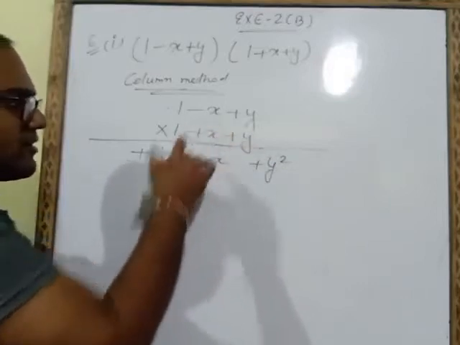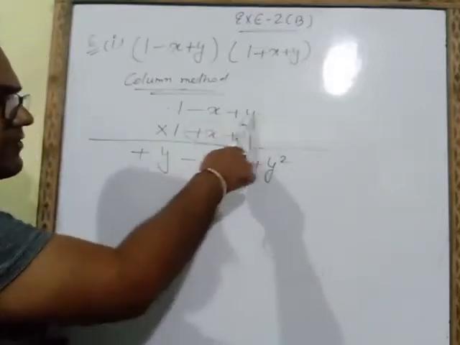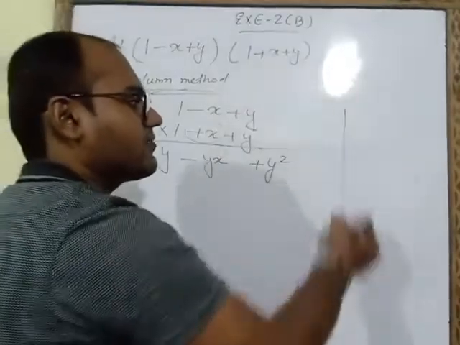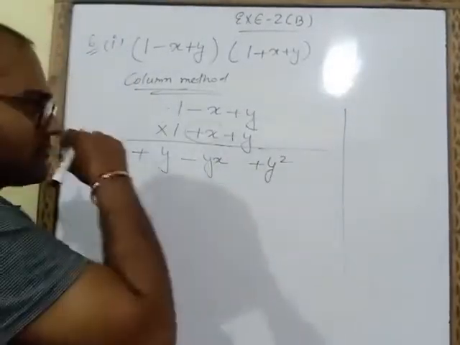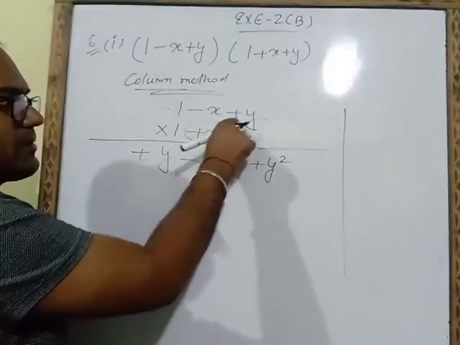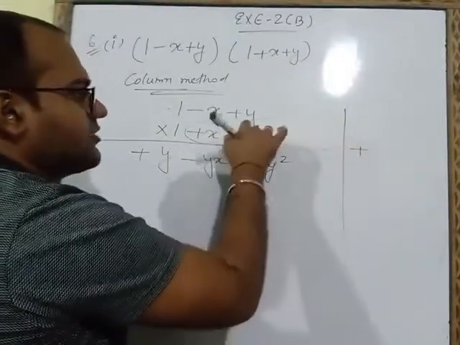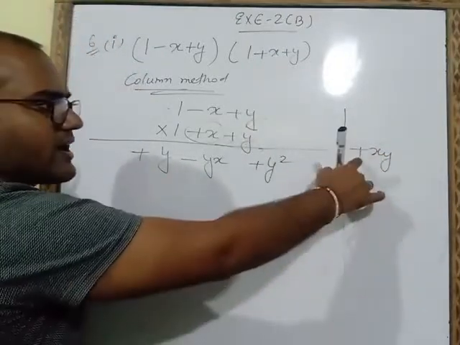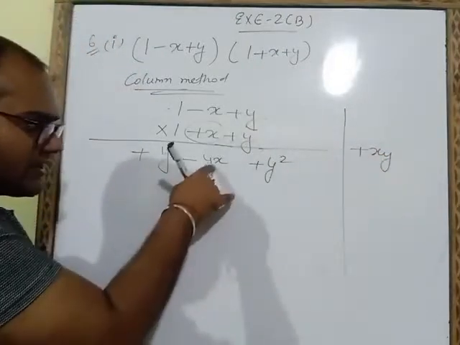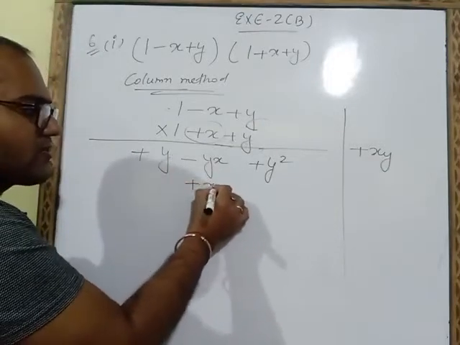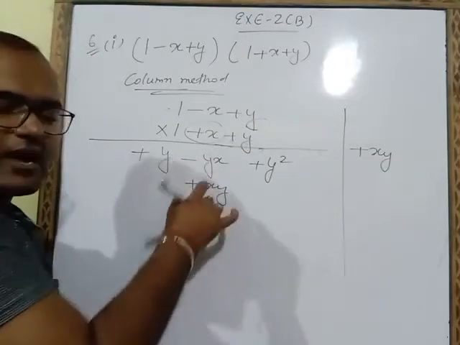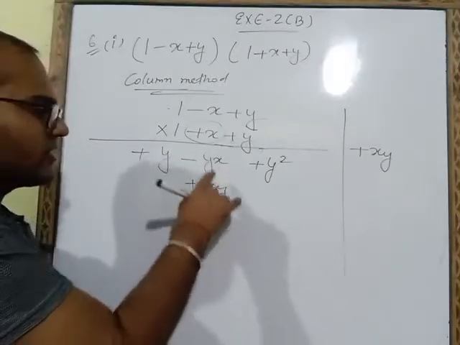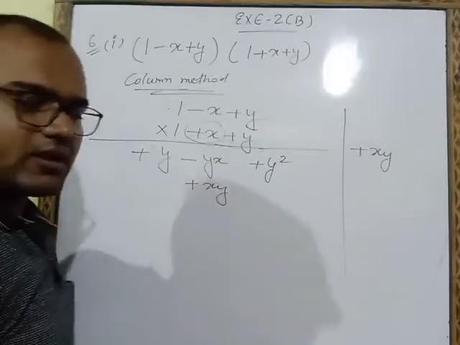This term we have to multiply with all the three here. First of all we will multiply the sign, and we will write it in the rough work first. Plus multiply plus will be plus. X into y will become xy. So where we will write this plus xy? Under this term we will write plus xy because these are like terms. Yx or we can say xy, both are the same thing. So this is also xy and this is also xy.